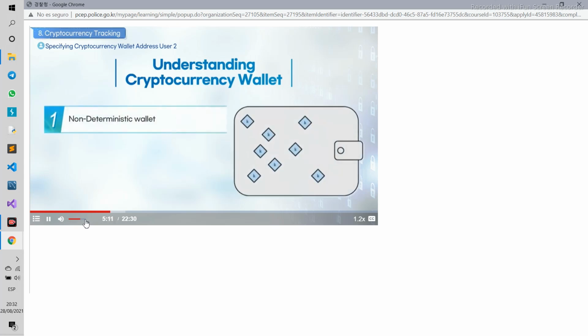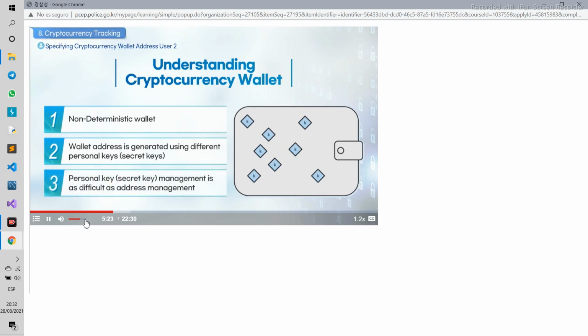Last time, we learned that more than one address can be generated for a cryptocurrency wallet. Now, let's learn more specifically about managing addresses in a cryptocurrency wallet. The most basic structure is the non-deterministic wallet. In this wallet, cryptocurrency addresses are generated using different personal keys. In this case, there is the difficulty of needing to manage as many personal keys as there are addresses.